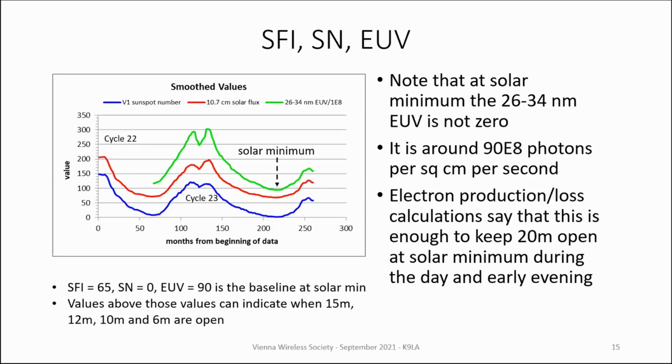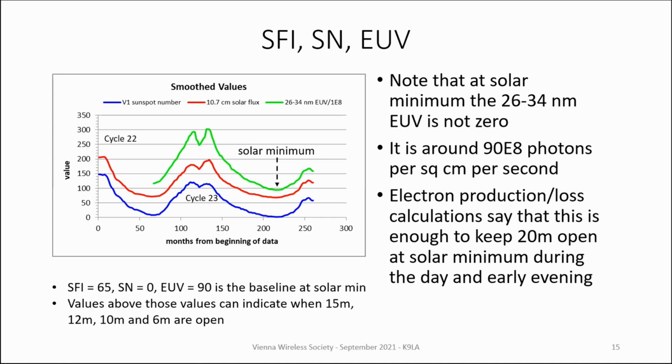Now here's a plot of solar flux, sunspot number, and extreme ultraviolet for cycle 23. Blue is the sunspot number. Red is the solar flux. Green is extreme ultraviolet between 26 and 34 nanometers. Now, what you can see, of course, at solar minimum, the sunspot number can be 0. The solar flux is down around 65 to 70. And the extreme ultraviolet is around 90 times 10 to the 8th photons per square centimeter per second.